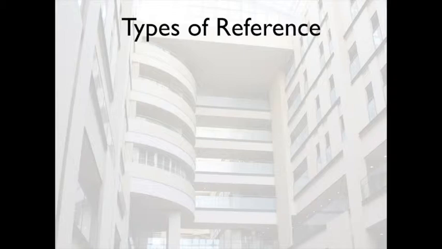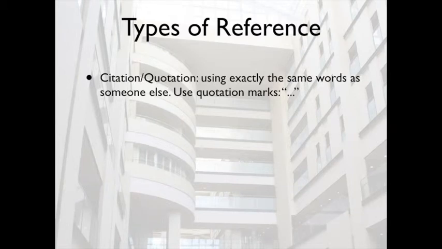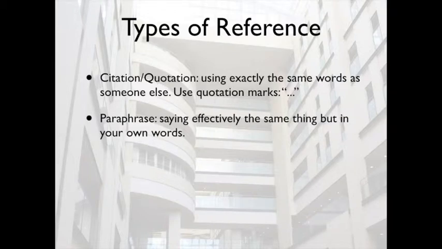First of all, let's outline the different types of reference to other people's work. First, you can cite or quote their work. This is when you use exactly the same words as someone else. The other person's work should be enclosed in quotation marks. Second, you can paraphrase their work. This is when you say effectively the same thing as someone else, but using your own words.